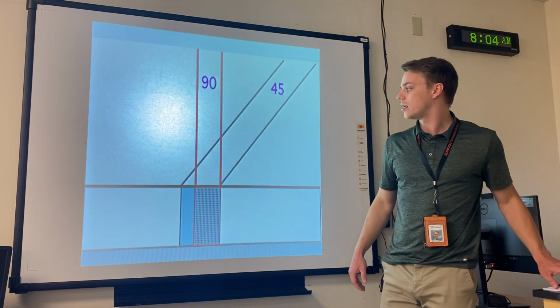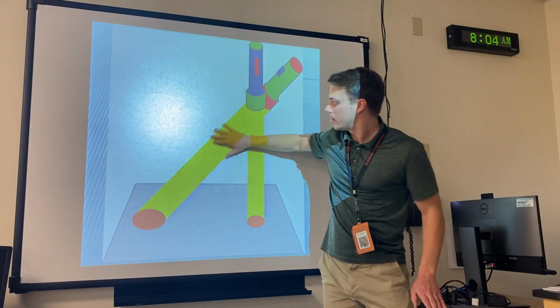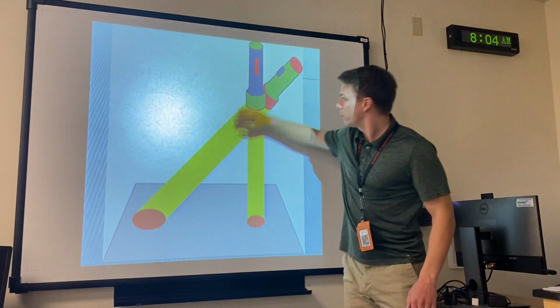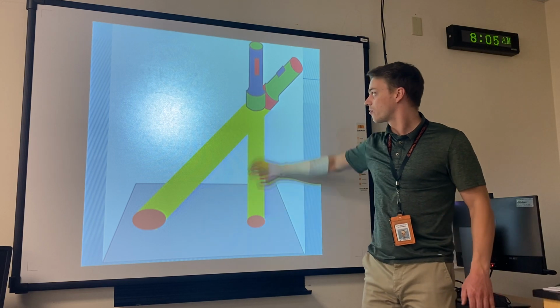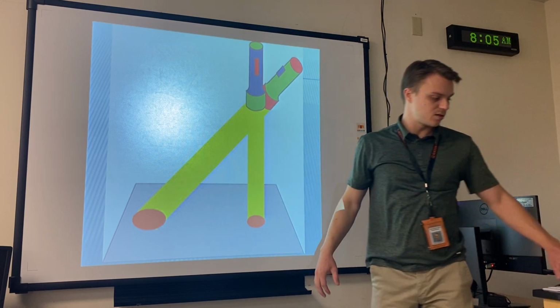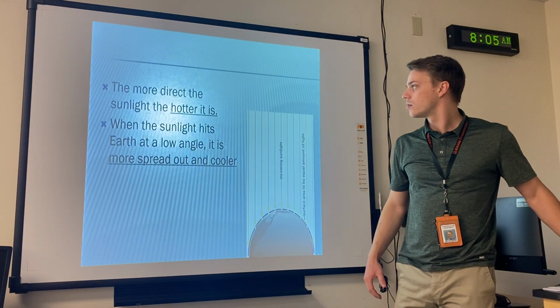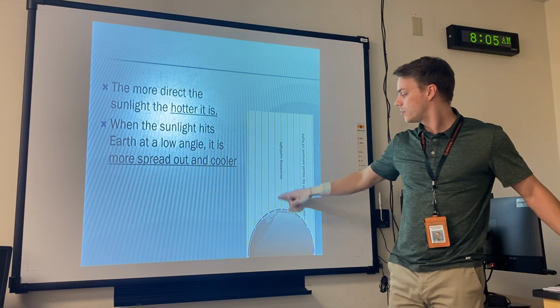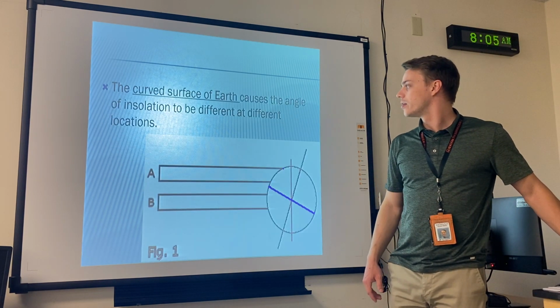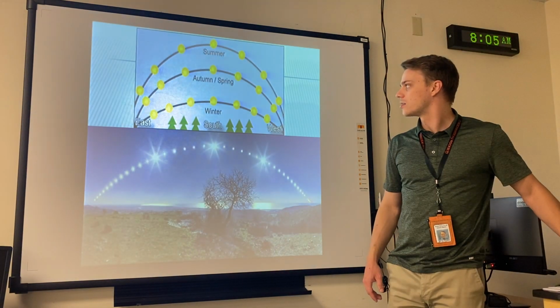That's why we did the flashlight lab, right? A flashlight coming in at an angle makes the light more spread, while a flashlight coming in direct or from the zenith is focused into one spot. Okay. And the more direct the light is, like near the equator, the hotter it is. Okay, I think we get the basics of that.